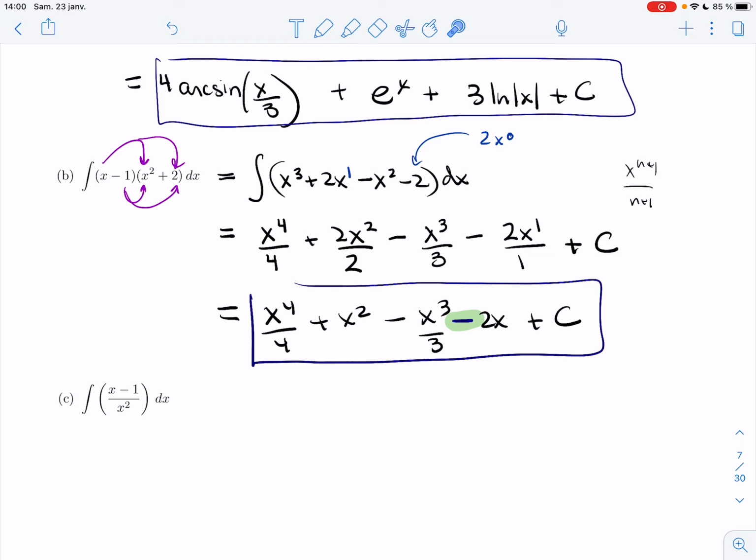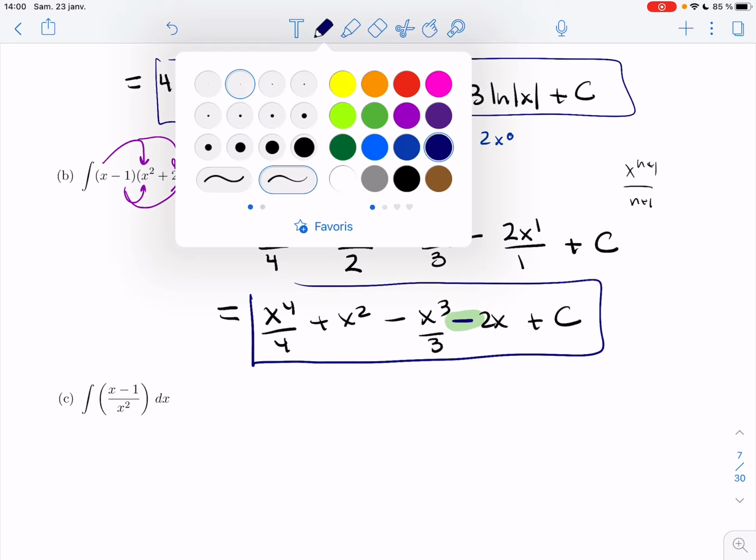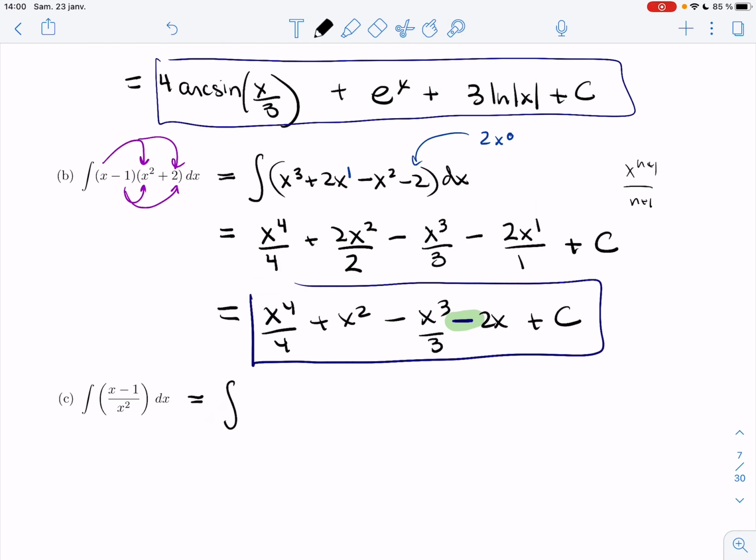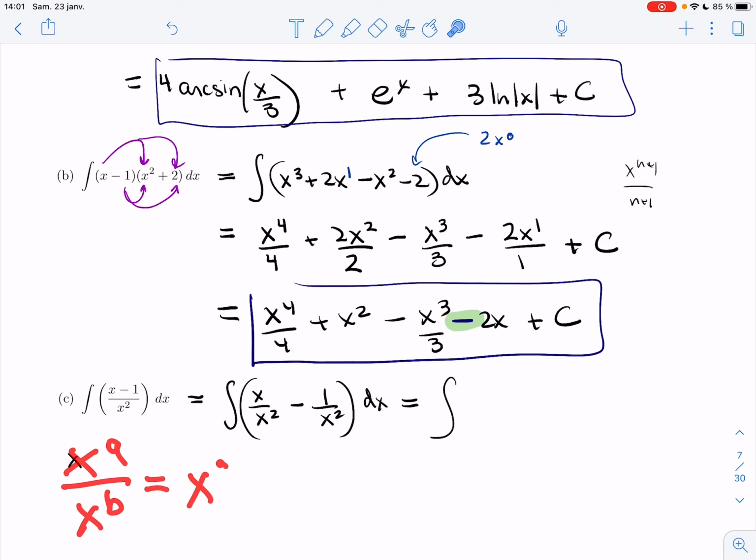All right, same thing goes for c. In c, we have the integral of x minus 1 divided by x squared dx. I don't know how to handle a quotient. So I'm going to use my algebra knowledge instead of my calc knowledge to transform this into a sum of 2 things. And so I will get the integral of x over x squared minus 1 over x squared. And I can write this as, if I have x to the a over x to the b, that's x to the a minus b. And so I'll apply that rule for both parts. I'm going to get x to the 1 minus 2 minus x to the minus 2.